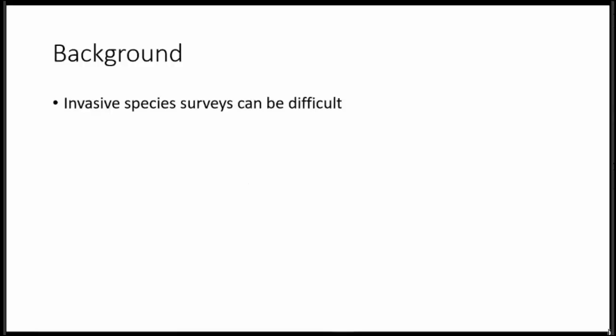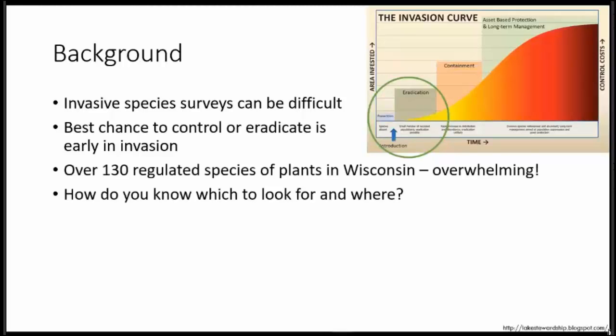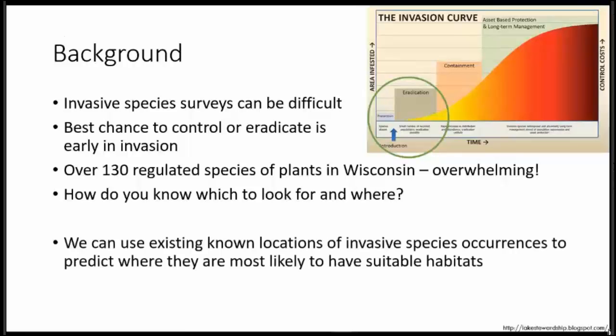So I don't think I have to tell most of you, but invasive species surveys can be difficult. But like Art alluded to earlier, finding invasive species early on in their invasion is really our best chance to control or eradicate some of those species or new populations. In the state, we have over 130 regulated invasive plants, and I see this as being a pretty overwhelming task. Searching all the time for all of these invasive plants all over the state is certainly overwhelming. So how do you know which to look for and potentially even where? We can use existing known locations of those invasive species to predict where they are most likely to have suitable habitats or where they may show up on the landscape across the state.